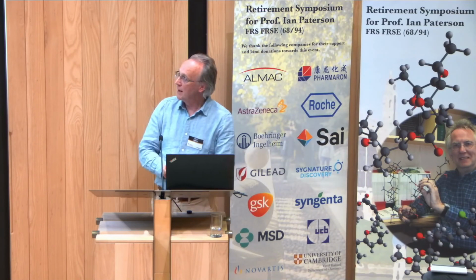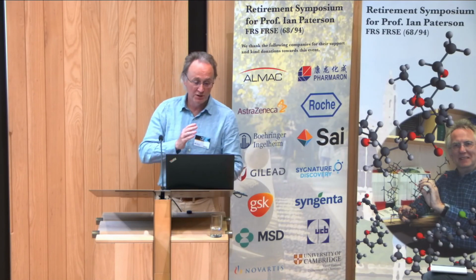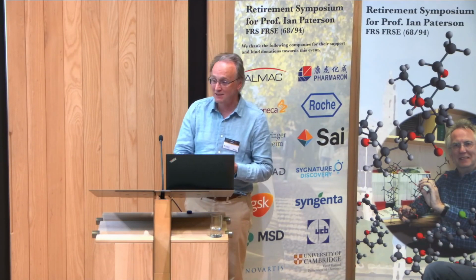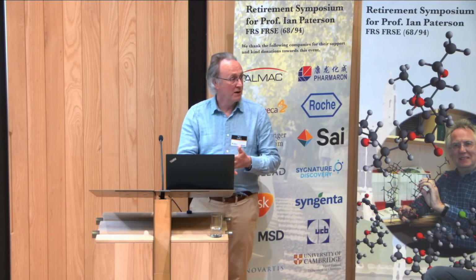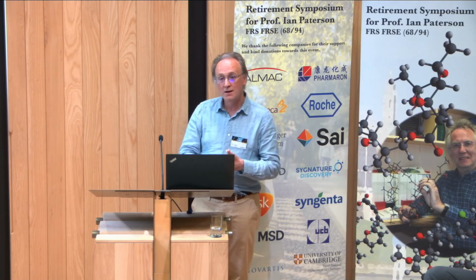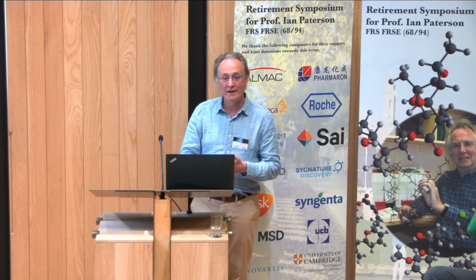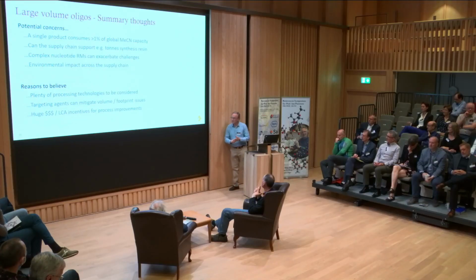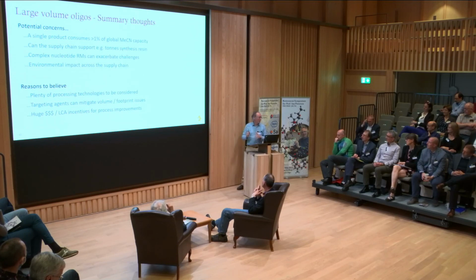There's environmental impact all the way across the supply chain. However, in terms of why I think we're going to get somewhere, there's plenty of processing technologies to be considered. Targeting agents do actually have an environmental benefit, and there's lots of cost savings to go at here. And with the targets for the company, in terms of oligonucleotides, getting funding to look at new technology, we've been reasonably successful in doing that because of the big environmental and cost challenges to go at.